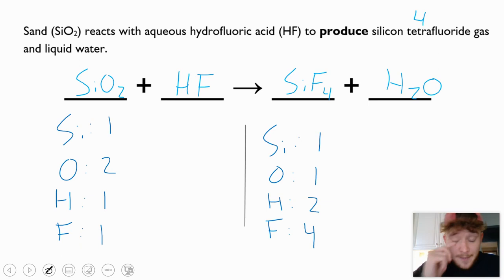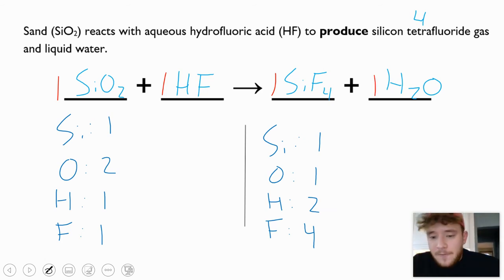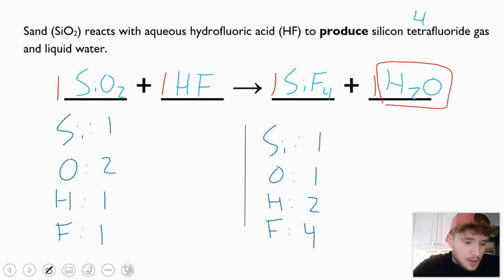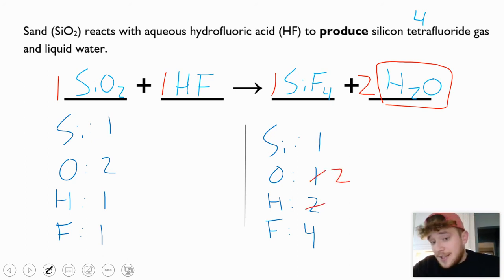Fair enough, so let's start balancing. My silicon's good, 1 on each side. My oxygen, I need to double my amount of oxygen on the right-hand side. Remember, all these start as 1. The oxygen on the right-hand side is inside our compound H2O, which means I need to double my whole H2O. So you put a 2 out front, and now you're doubling your oxygen, so now that's a 2, but you also have to double your hydrogen because hydrogen was included in that compound, so now you have 4 hydrogen.